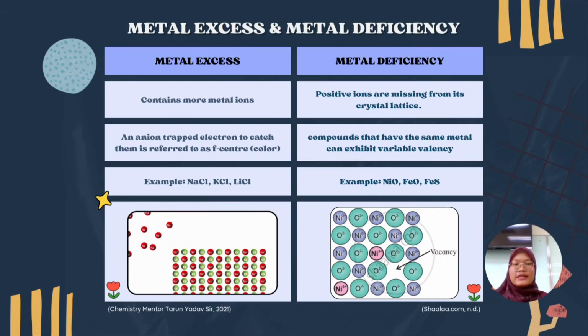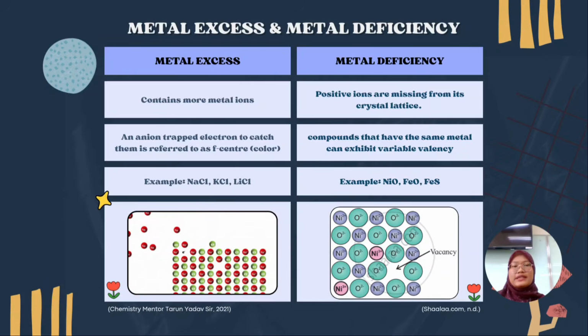Starting with metal excess defect, as mentioned earlier, there are more metal ions than normal. One common case is when an anion is missing from the lattice. The empty space doesn't stay empty. It traps an electron, forming what we call an F center. The letter F comes from the German word Farbe, meaning color. This trapped electron absorbs certain wavelengths of light, giving the crystal its characteristic color.